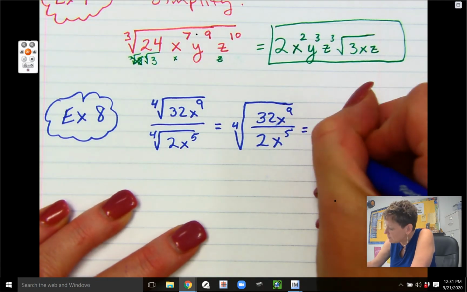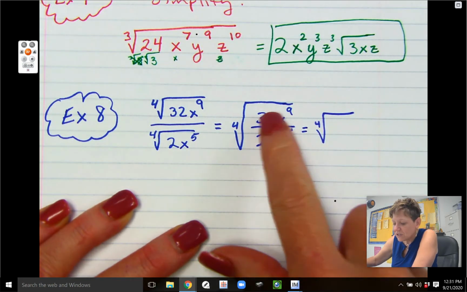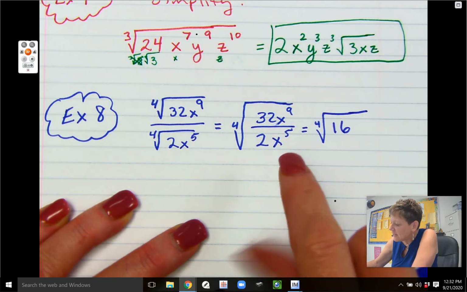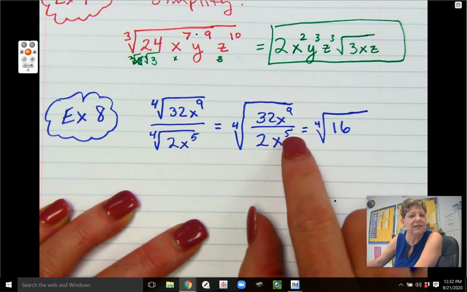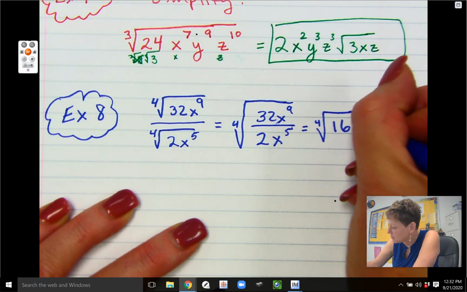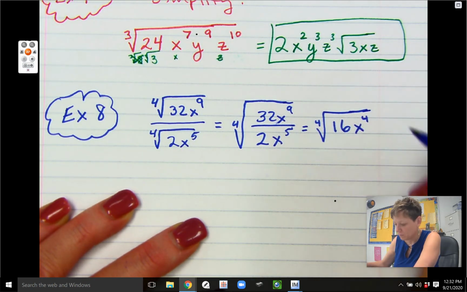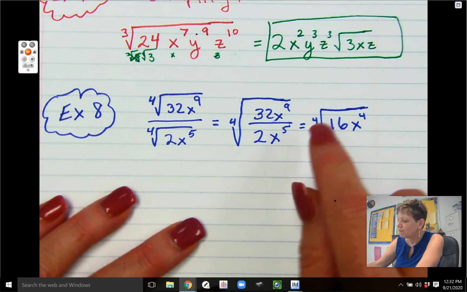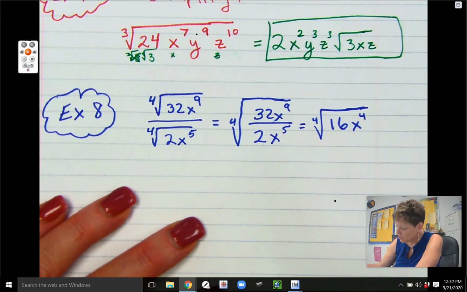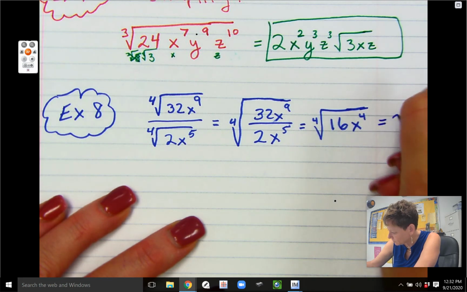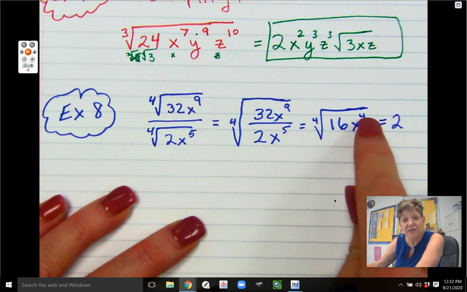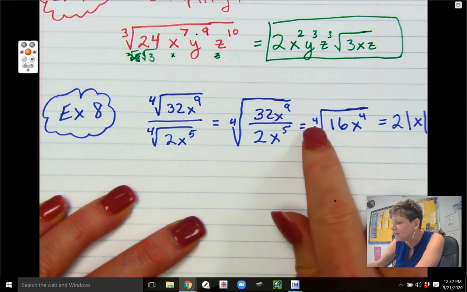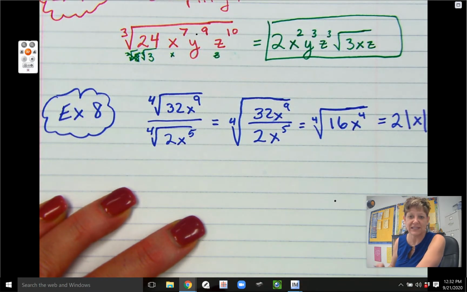So this is going to be the fourth root. 2 goes into 32 16 times. And then I have x to the ninth on top, x to the fifth on the bottom. Subtracting those, I have x to the fourth. So that's what it's simplified to so far. The fourth root of 16 is 2. And the fourth root of x to the fourth is going to be the absolute value of x, because this is even, and my exponent is odd.